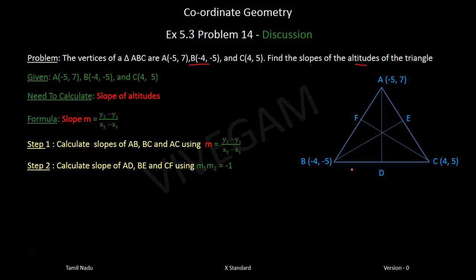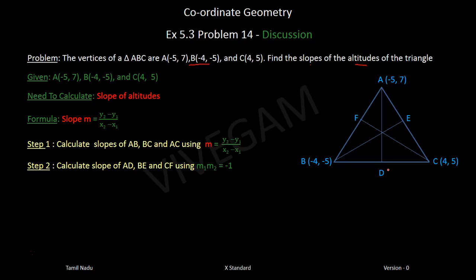Next step, the slopes of the altitudes AD, BE and CF can be calculated using m1 m2 equal to -1, where m1 is the slope of the side and m2 is the slope of its altitude. So m1 in this case will be the slope of BC, and m2 will be the slope of AD. So using this formula you will be able to calculate the slope of the altitudes.